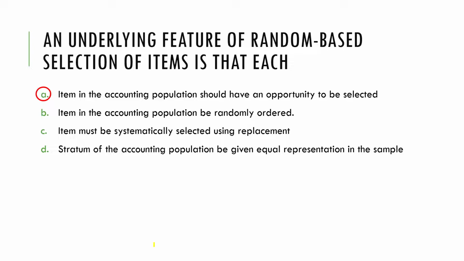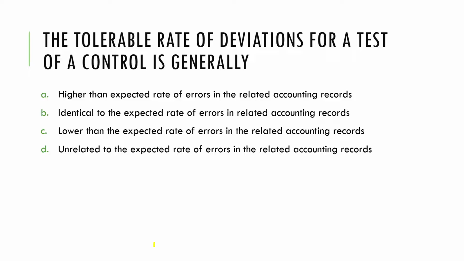In terms of the stratum, perhaps the auditor is considering using stratification. Actually, when the auditor stratifies, it does not necessarily mean that each stratum is given an equal representation, because then the auditor will have to determine a sample size relevant to each particular stratum, and the sample size does not necessarily have to be equal. Okay, so the answer to this is alpha.